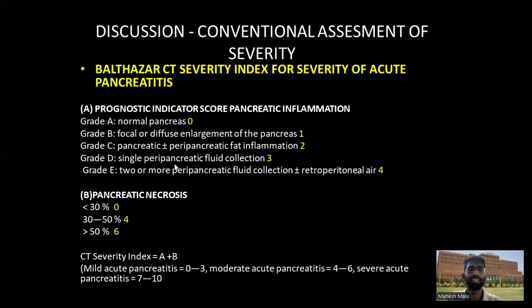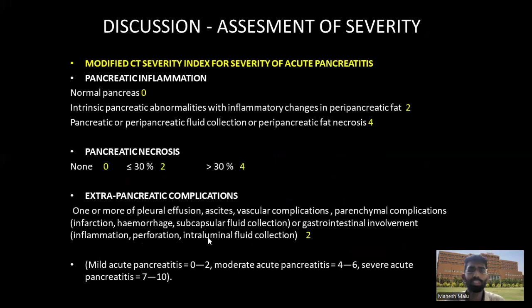The conventional assessment of severity is the Balthazar CT severity index, which primarily deals with pancreatic inflammation and pancreatic necrosis. There is no comment about extrapancreatic involvement. So there was a requirement for a new scoring system, which led to the modified CT severity index of acute pancreatitis, which is the most commonly followed across all departments. It involves pancreatic inflammation, pancreatic necrosis, and the most common extrapancreatic complications, which include pleural effusion, ascites, vascular complications, GIT involvement, and parenchymal complications. Severe acute pancreatitis is a score of more than 7.